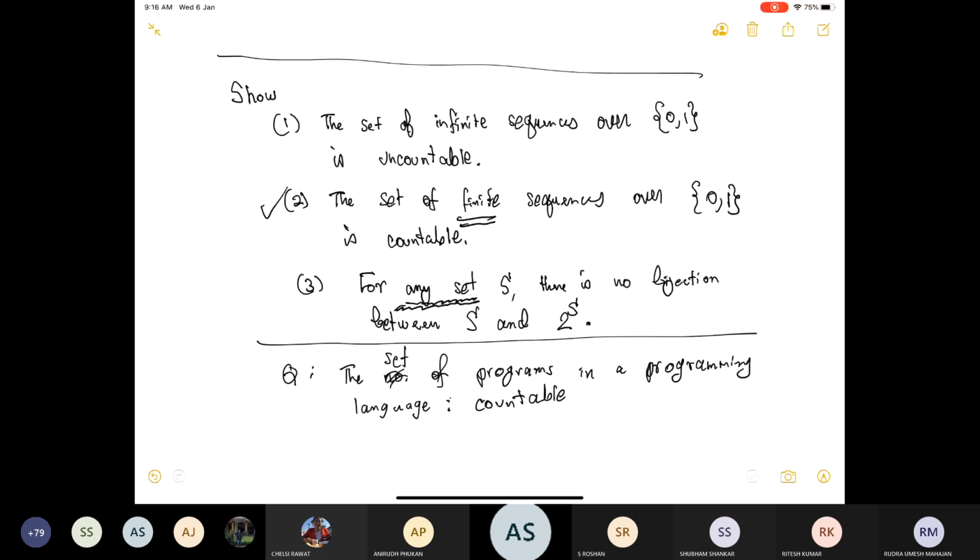Okay. So because the ASCII set is finite, the set of finite sequences over any finite set, not just the binary set, is countable. So that tells us that the number of programs we have is countable.